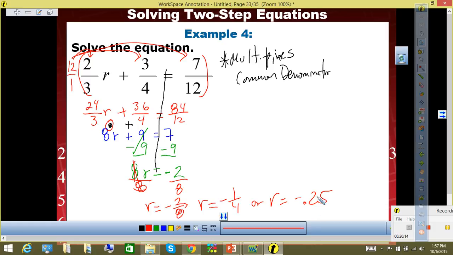Ever see what we did? So once again, don't forget for these that the first step you need to multiply times what? Common denominator. What is the first step? Multiply times what? Common denominator. All right, let's do another one. See how you do with one of these. Here we go.